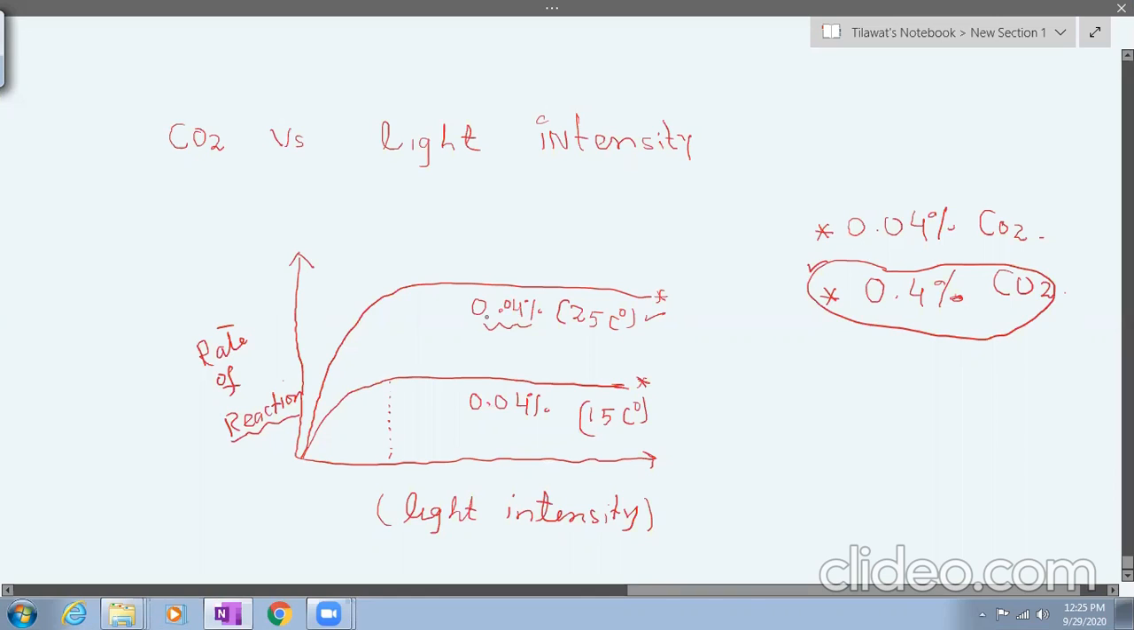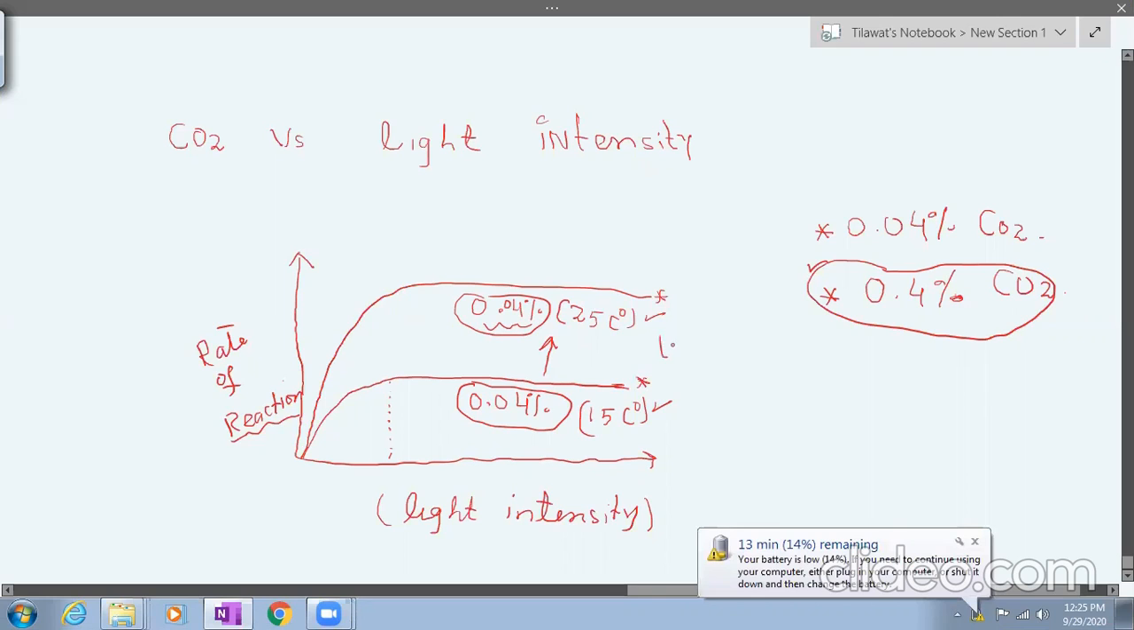I kept this bar also 0, but only I increase temperature. When I increase the temperature from 15 to 25, my graph goes up. So it means at this point, the rate limiting factor was temperature. Even though I didn't change carbon dioxide concentration, still the graph goes up. So the rate limiting factor at this time was temperature.